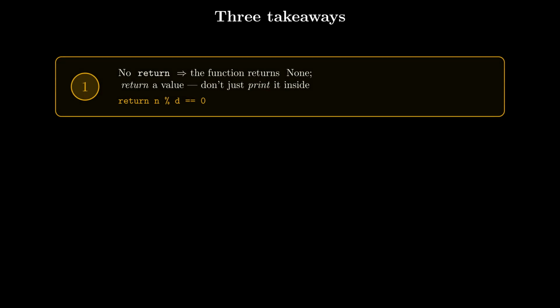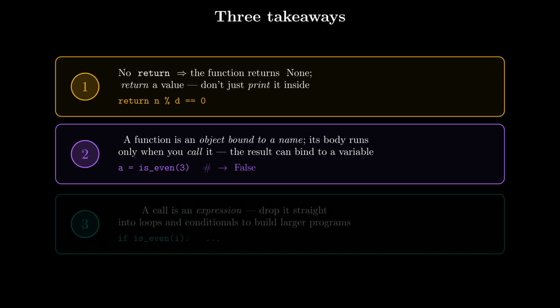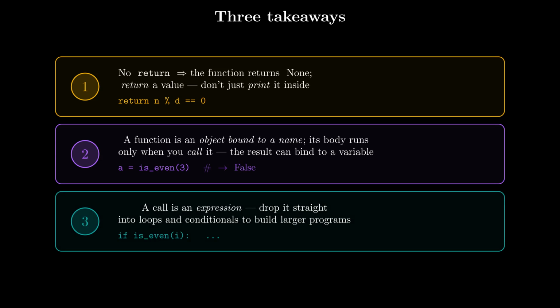Let's gather the ideas. First, a function with no return statement automatically hands back None, so return a value. Do not just print it inside the function. Second, a function is an object bound to a name in memory. Python does not examine its body until you actually call it, and that call's return value can bind to a variable. Third, because a call is an expression, you can drop it straight into loops and conditionals to build larger programs. Write the function once and use it everywhere.